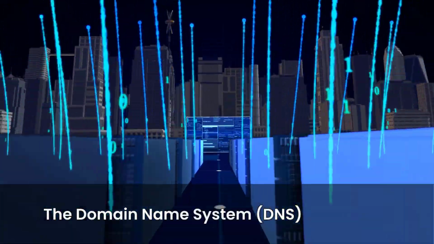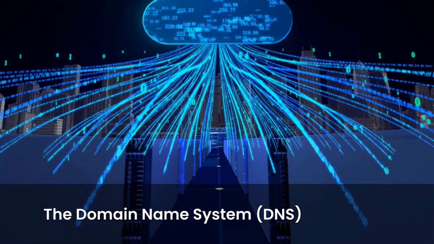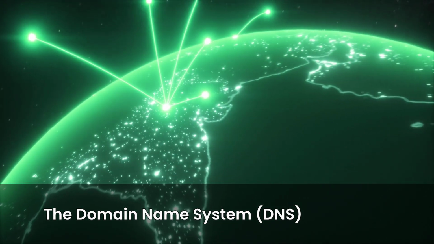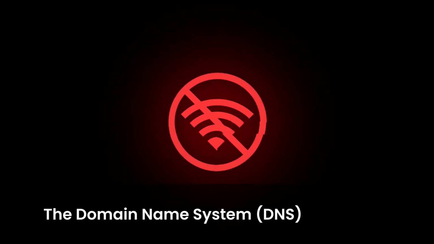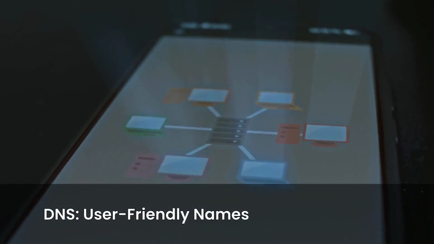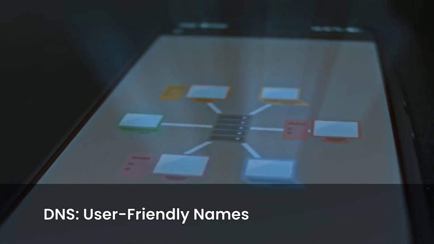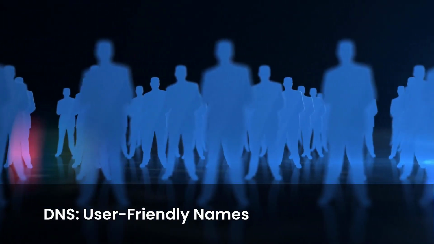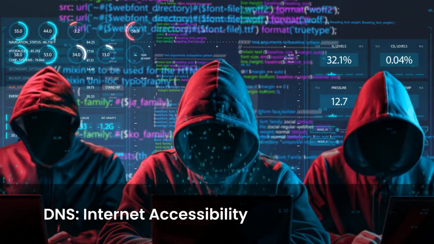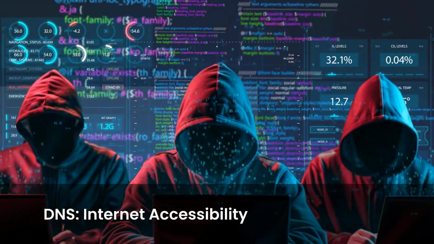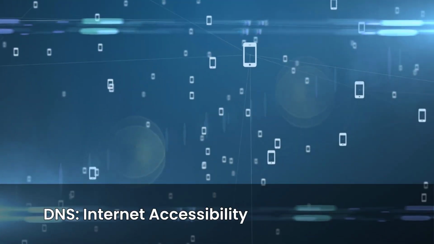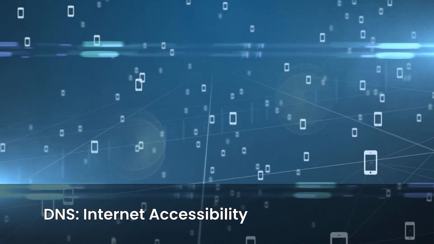Another important development during this period was the introduction of the Domain Name System, or DNS. Before DNS, users had to remember numerical IP addresses to access websites. DNS replaced these numerical addresses with user-friendly names like google.com or wikipedia.org. This made the Internet much easier to navigate and use. DNS was a crucial step in making the Internet accessible to a wider audience. It removed a significant barrier to entry and paved the way for the explosion of Internet usage in the 1990s.